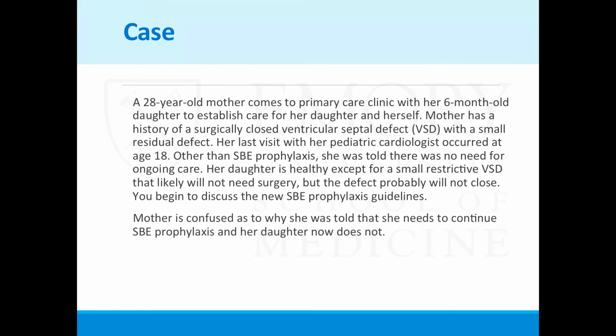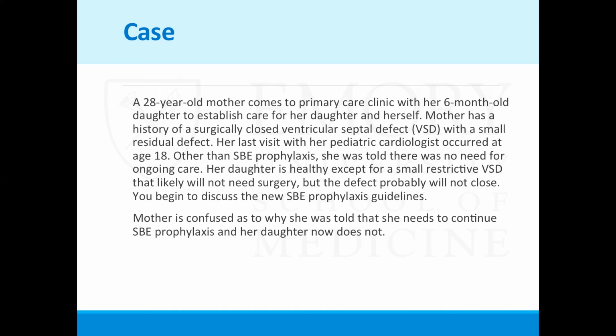A 28-year-old mother comes to a primary care clinic with her 6-month-old daughter to establish care for her daughter and herself. The mother has a history of a surgically closed VSD with a small residual defect. She's been relatively healthy. Her last visit with her cardiologist was at the age of 18, and she hasn't had any issues since then. Her daughter is healthy except for a small restrictive VSD that they say will not need surgery, but the defect will not close. And so you're trying to discuss the new infective endocarditis prophylaxis guidelines with her, which could be confusing in this situation.